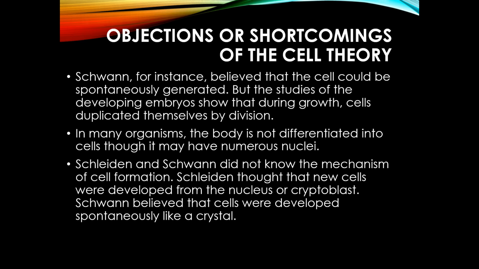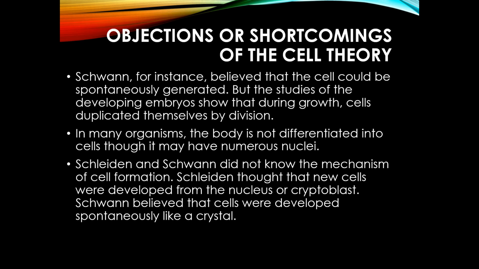Now, this theory had certain shortcomings or objections. It couldn't explain a number of things. Schwann, for instance, believed that cells could be spontaneously generated, right? But studies of the developing embryo show that during growth, cells duplicate themselves by division. In many organisms, the body is not differentiated into cells, though it may have nuclei. It doesn't mean that one cell should have only one nucleus. There are a number of organisms which have multinucleate cells, right?